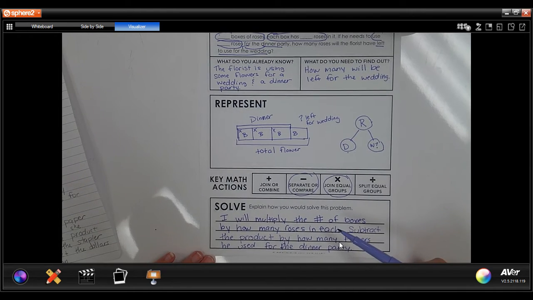Lastly, when you get down to the solve part, since these are multi-step, you should type at least 2 sentences, because one sentence will be the first step, the second sentence will be the second step, and then you might even need a third sentence for the third step.